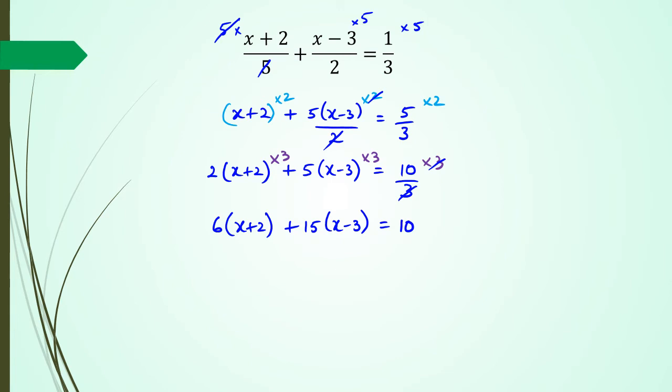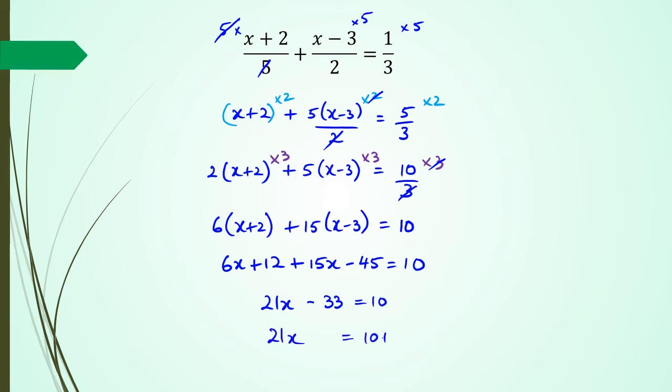Now I can expand the brackets, so 6x, and then 6 times 2 is 12, plus 15 times x is 15x, 15 times negative 3 is negative 45, and that equals 10. So 6x and 15x is 21x, minus 45 plus 12 is negative 33, and that equals 10. So I've got 21x equals 10 plus 33, which can be written as 21x equals 43, and x is equal to 43 over 21. And so that's my final answer for this one.